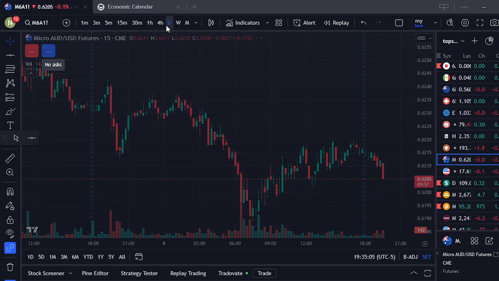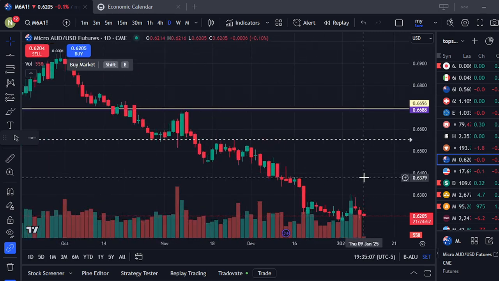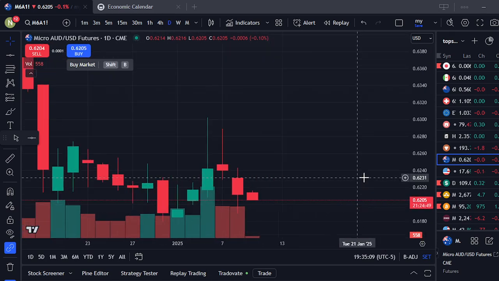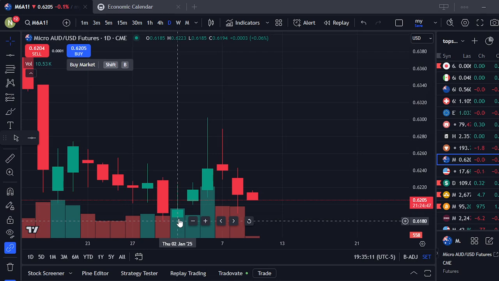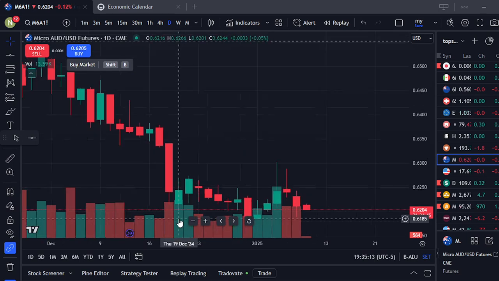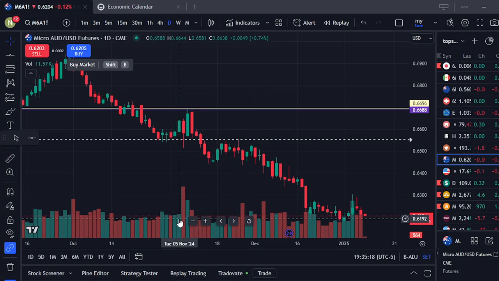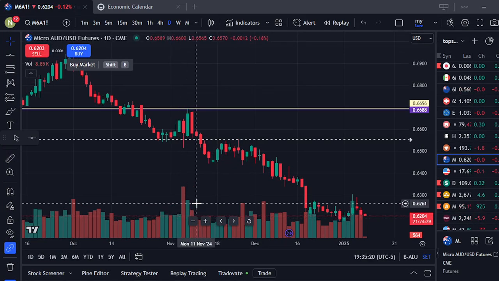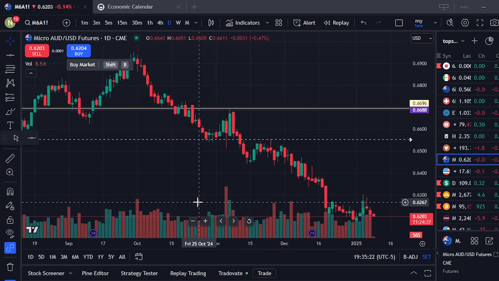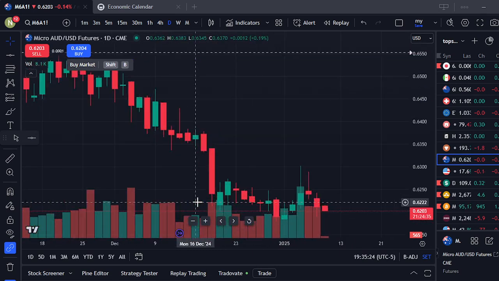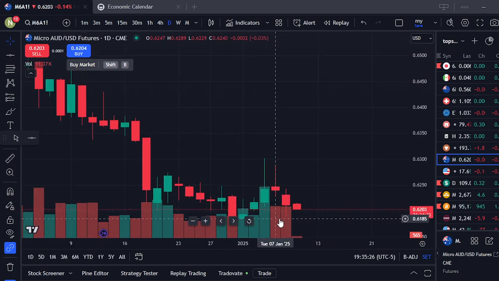Looks good. I would like to see what happens if we take out the low here. But again, I'm wary that there is still going to be a little bit of buying over here. So we'll see what happens. I don't trade forex that much, but I would certainly take a few trades here and there if the setup is right.